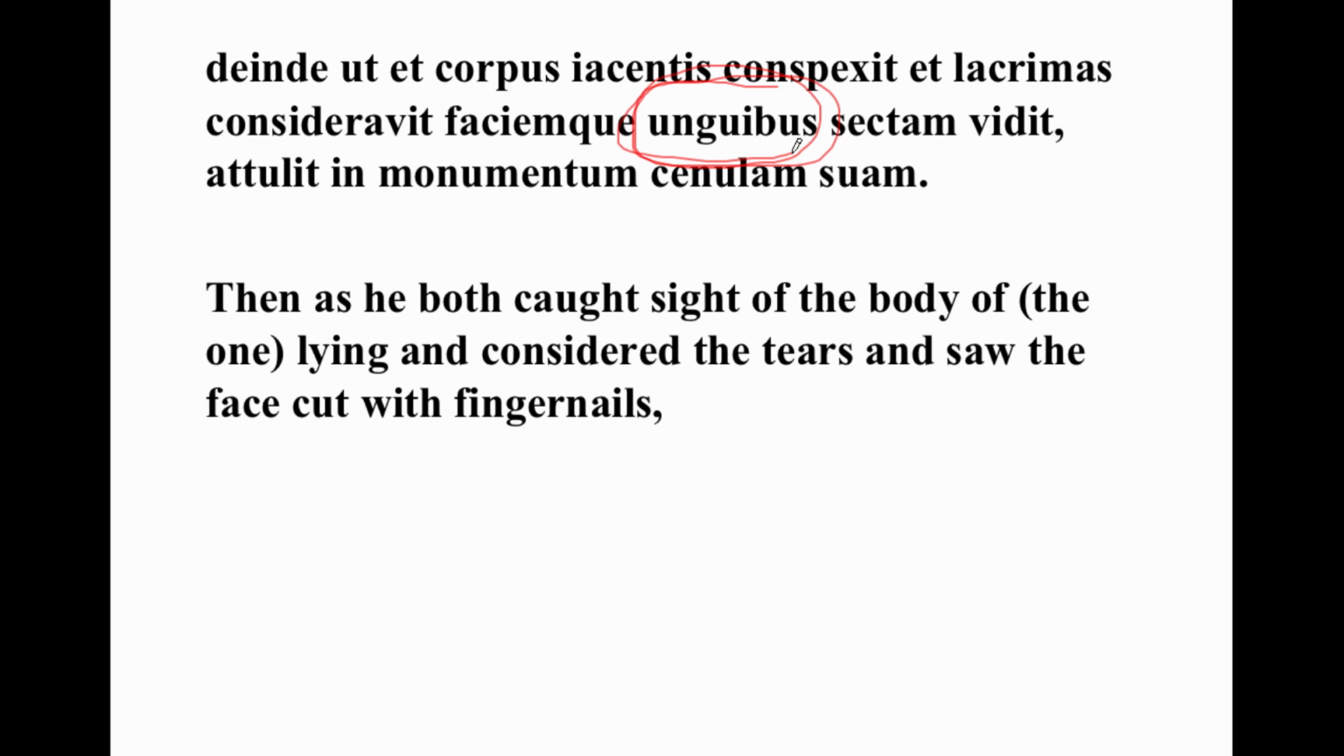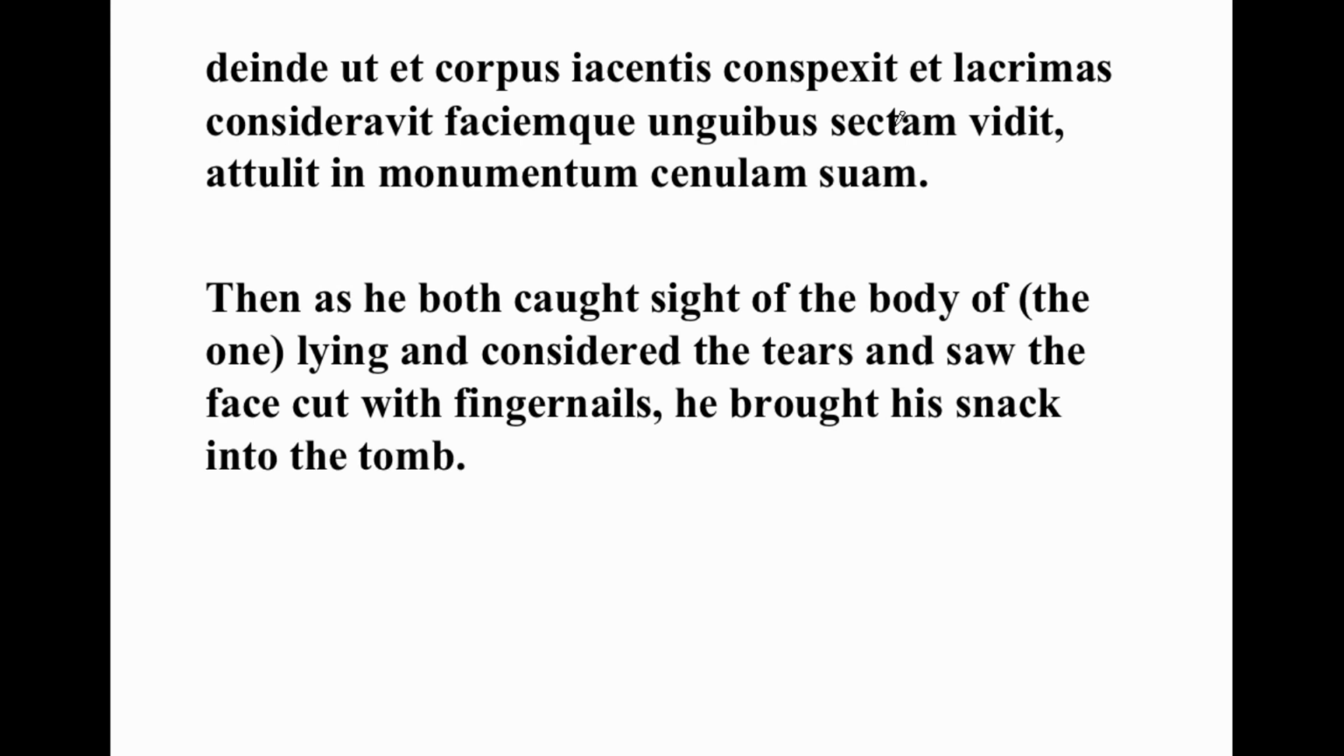So what's he going to do about this, people? Guess what? You're not going to see this coming. Here's what he does. Atulit in monumentum caenulam suam. He brought, atulit, what did he bring? The direct object is going to be caenulam, described as his caenulam, his snack. Okay, so caena means dinner, and the word caenula is what we call a diminutive form, meaning it's like a little dinner. Okay, so he brought his snack in monumentum, into the tomb.